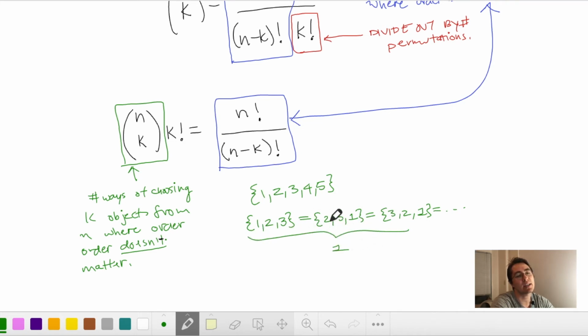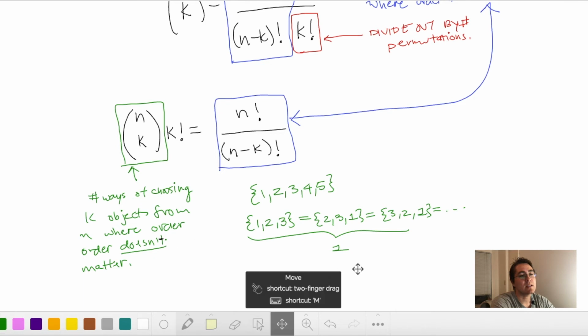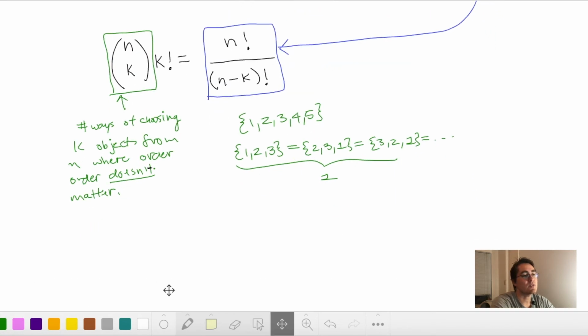I really don't want to count this multiple times because although the order is different in each one of these, they're the same elements. It's a 1, a 2, and a 3. And like I said, I don't really care about the order. And now we see that the number of ways of doing this is n choose k, right? That was how we, in some sense, defined it. n choose k is just the number of ways of doing this.